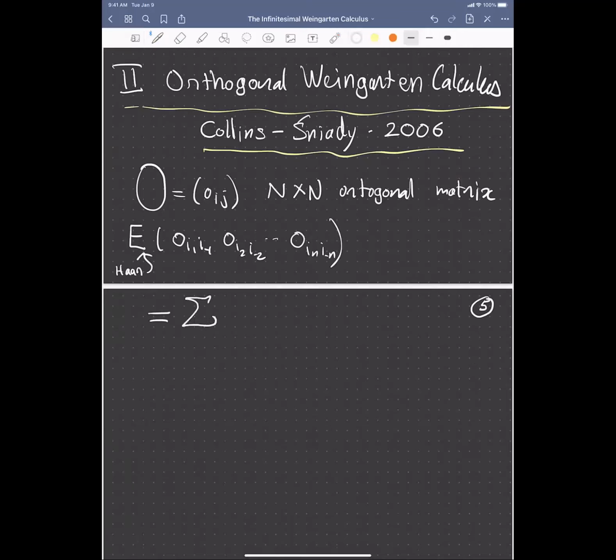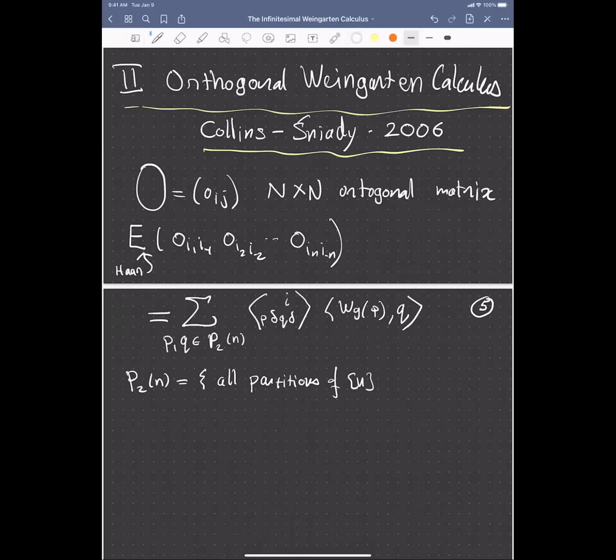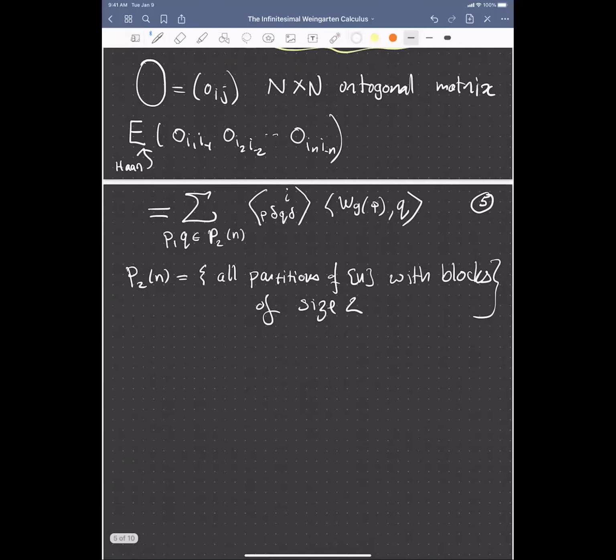And what Collins and Sniady showed is that, you could almost say this is a definition, but let me just write it like this anyway. You can completely integrate out the Haar measure and reduce it to a sum over pairings. So let me just explain the notation here. All partitions of the integers 1 up to n with blocks of size 2. Of course, this will be an empty set if n is an odd number, so it's implicit here that n is even.